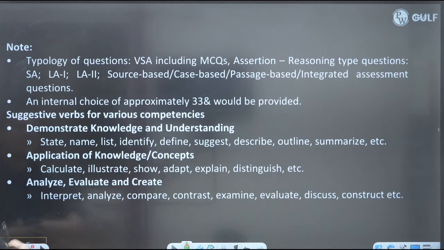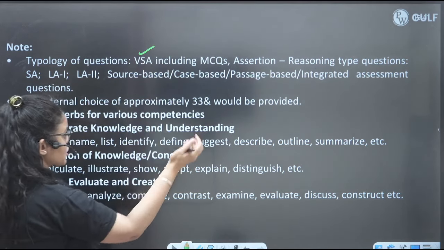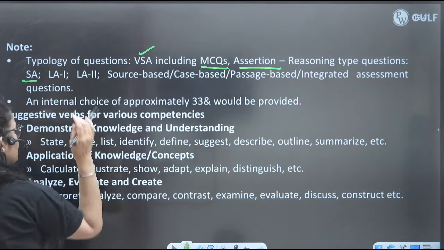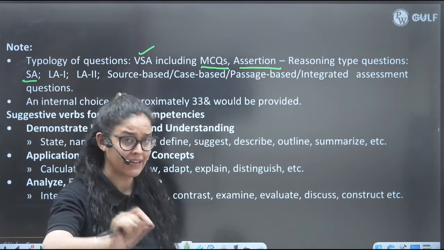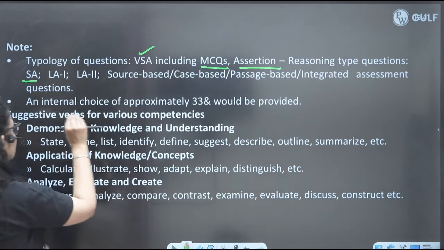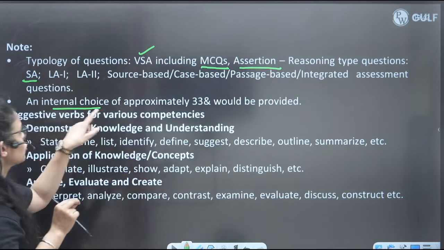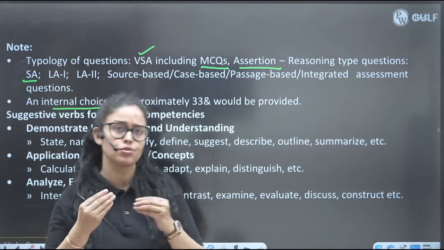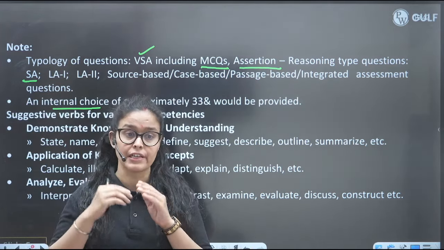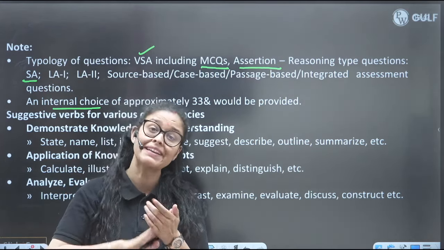Next, if we see the type of questions, you will be having very short answer type questions, which include your MCQs and assertion reason questions. Then you have short answer questions where they will be asking you to write a one word answer, right? And then we have long answers, source based questions, case based, passage based questions, and internal choices will be there, approximately 30 would be provided, right? So that means you will be having internal questions. You have a total of 33 questions, with internal choices, but they are not giving you 36 questions where you have to attempt 33. No, you will be having 33 questions with internal choices, right?